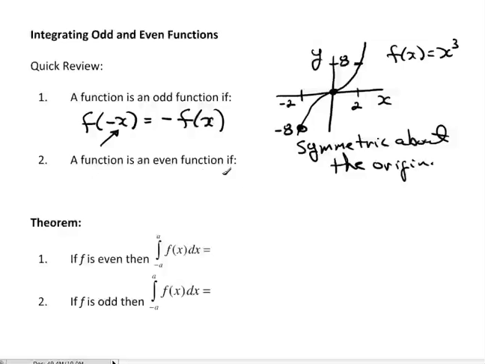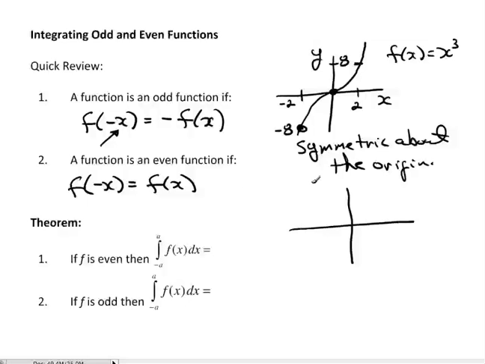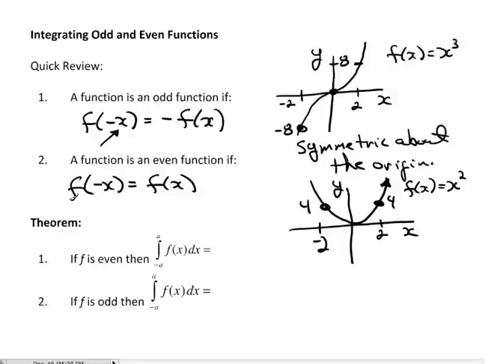Now, an even function, again as a quick review, a function is said to be even if f of negative x is equal to f of x. And probably one of the easiest even functions to look at as a quick demo is f of x equals x squared. Now if x equals 2, f of x equals 4. And if x equals negative 2, f of x still equals 4. So f of negative x is the same as f of positive x, hence it's an even function.